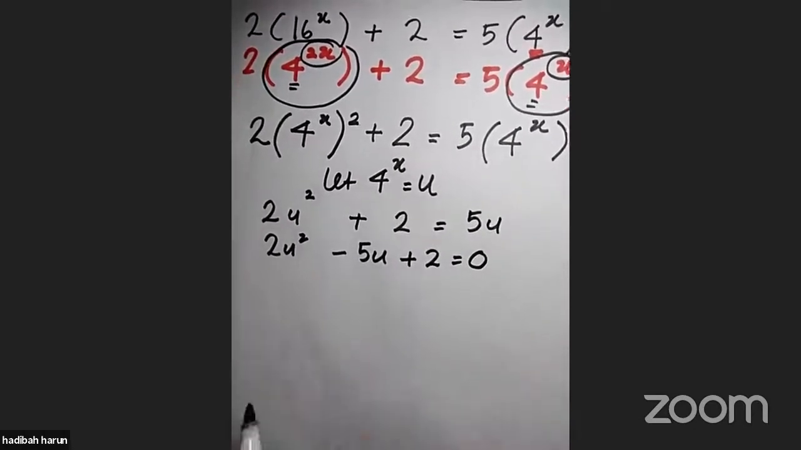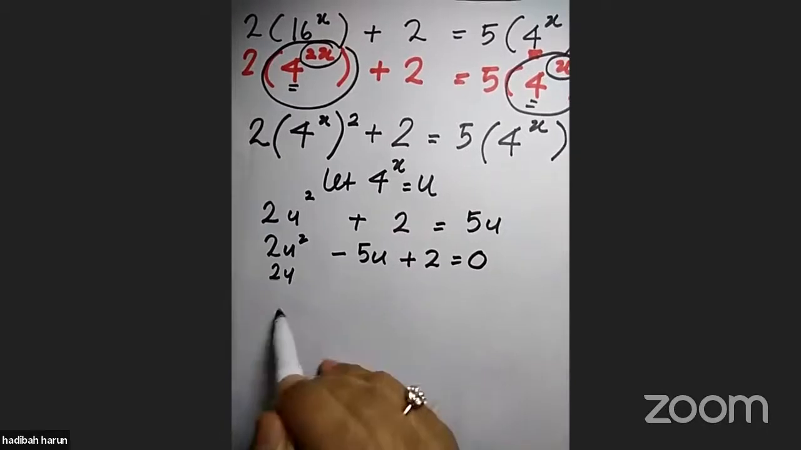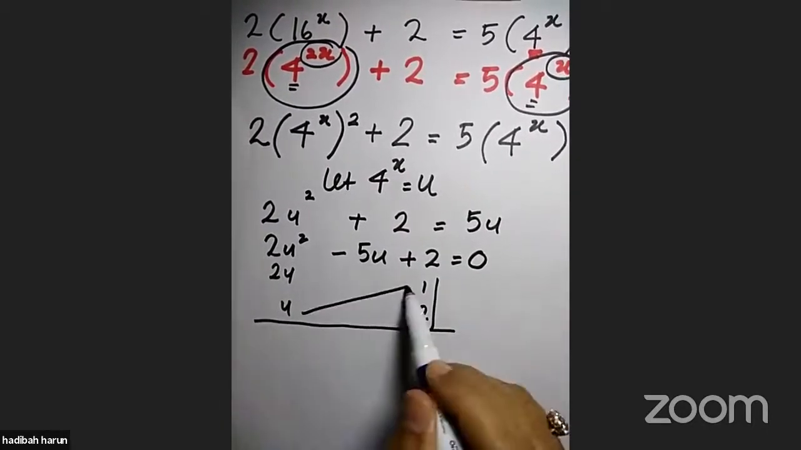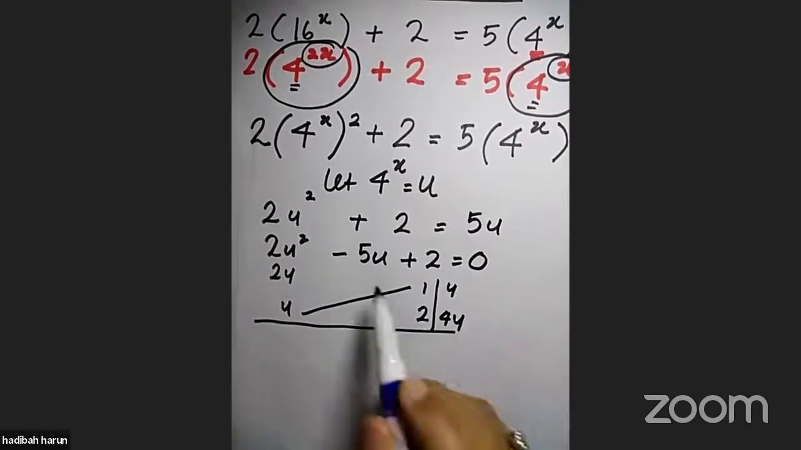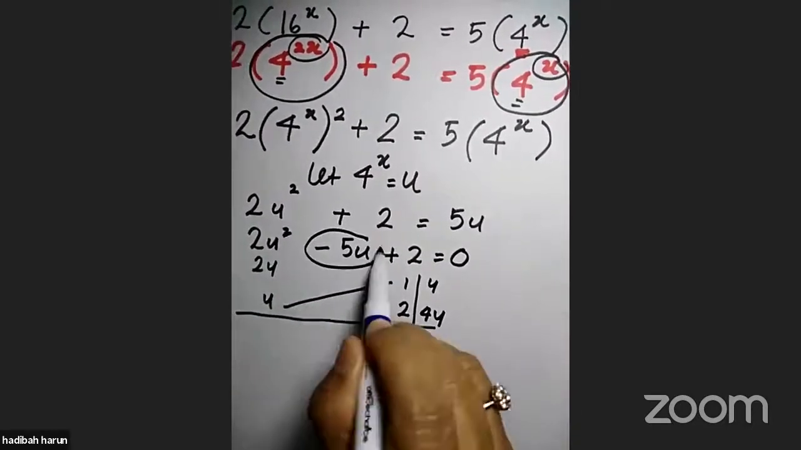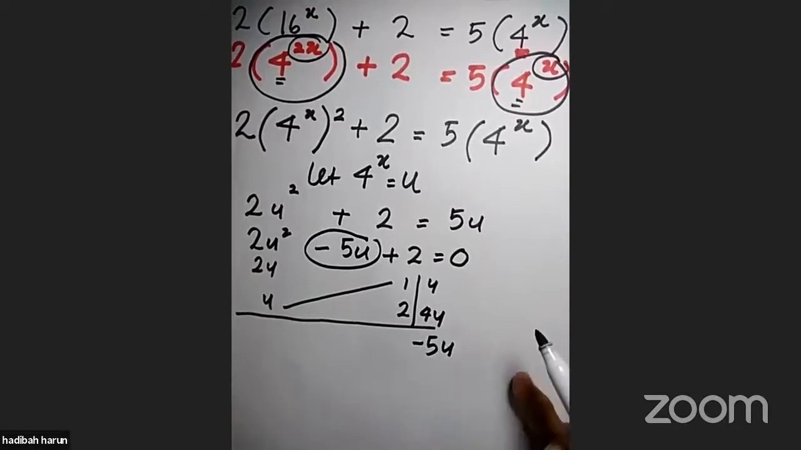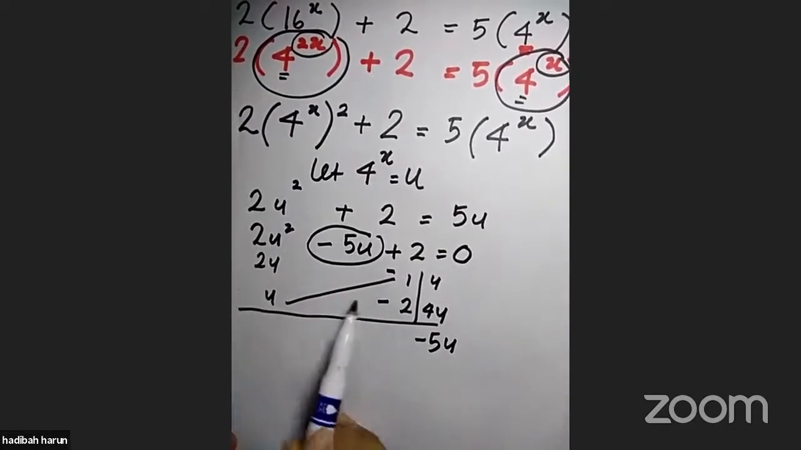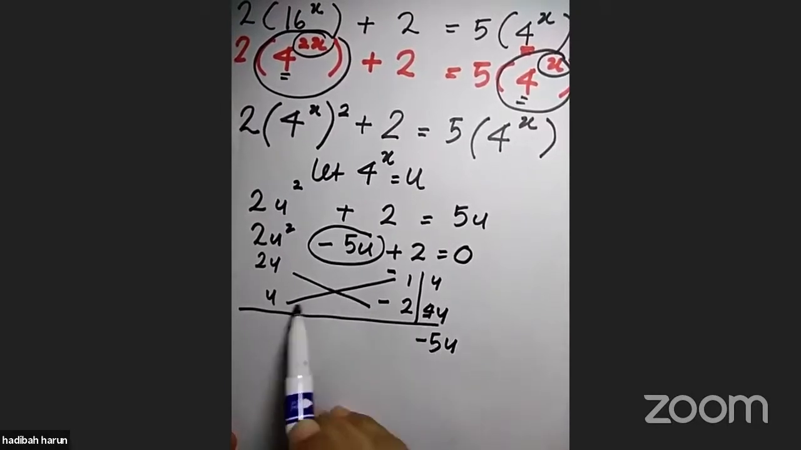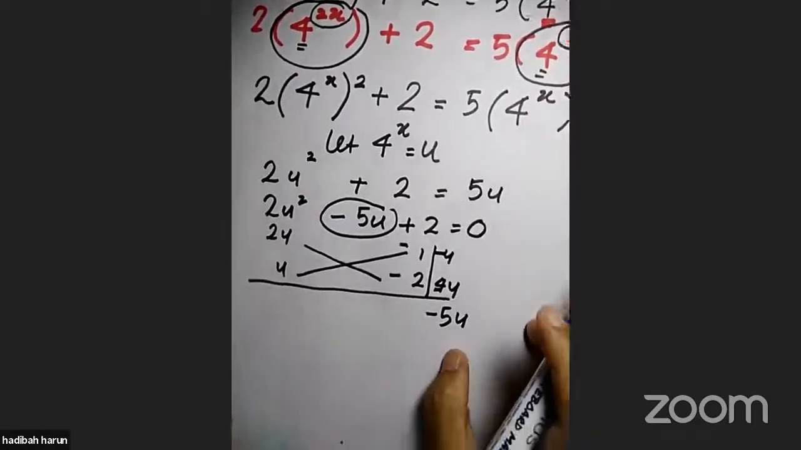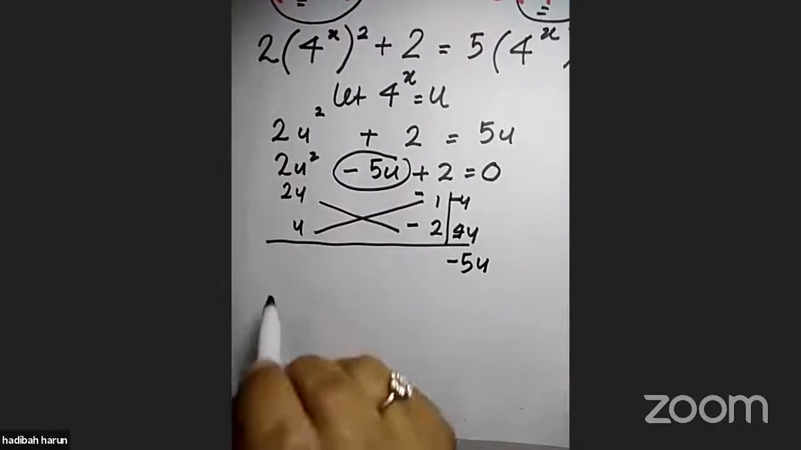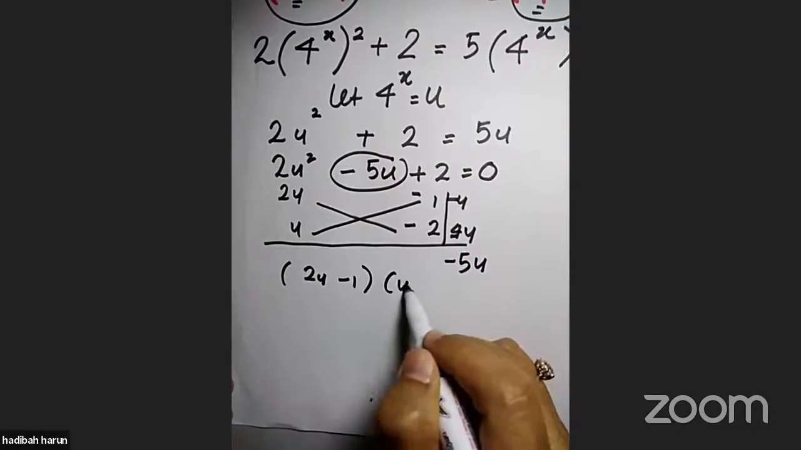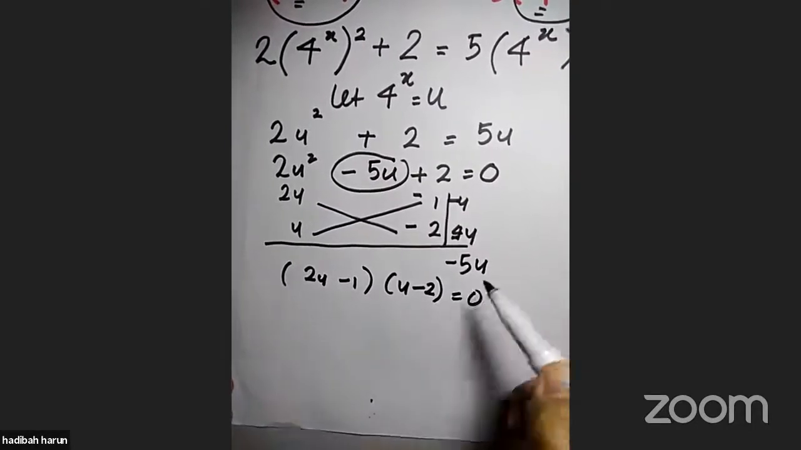So you factorize. I do it manually. 2 and 2, 4, 1. This is u, 4u. This is negative. Bring down everything, negative 5u. So minus 4u, minus u, minus 5u. Then it is correct. You can always use your calculator, no problem. 2u minus 1, u minus 2 equals to 0.